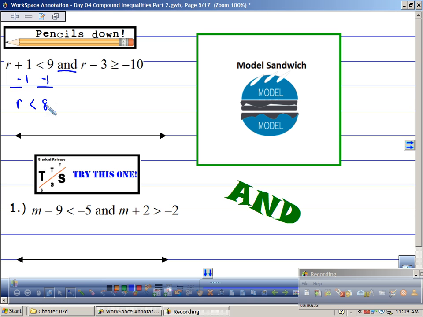And I would get r is less than 8, and when I add 3 to both sides, I get r is greater than or equal to negative 7. So I'm going to go ahead and graph that. I'm talking about negative 7 and 8. Here's negative 7. Here's 8. r is less than 8. So I'm going to go over to 8 and do an open circle and talk about when r is less than 8.